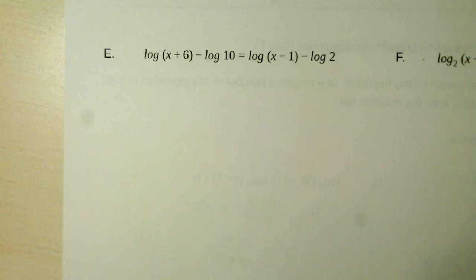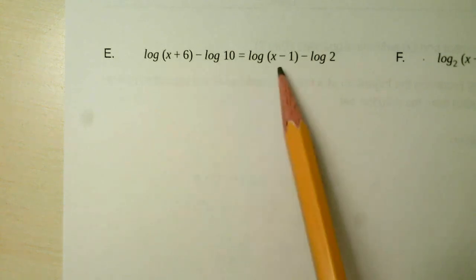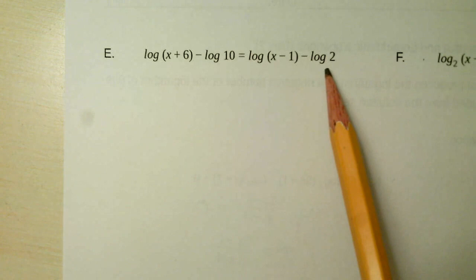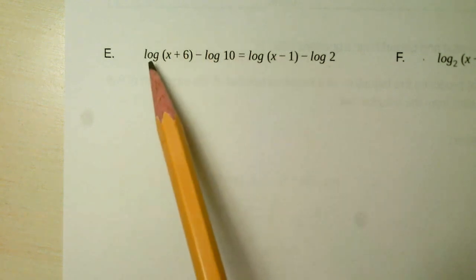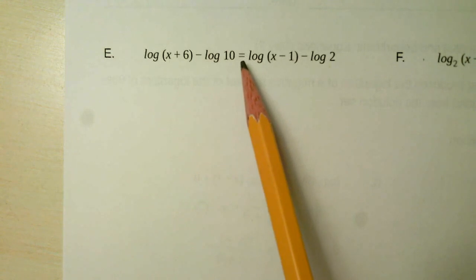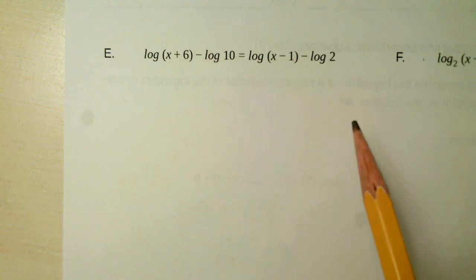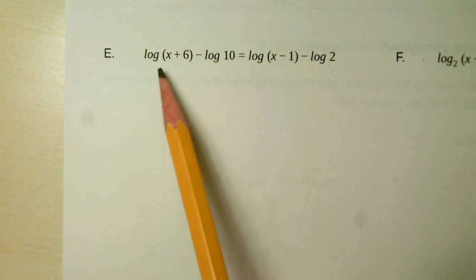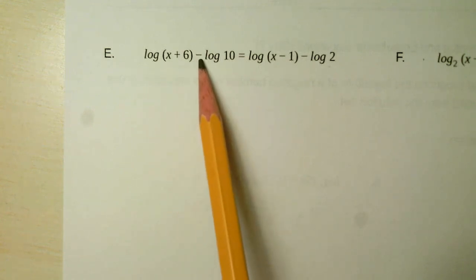Okay, so here we are at part E. So this time all of the logarithmic expressions have the same base. They're the common log, so they're base 10. But this time we have to simplify on the left side, and then we have to simplify again on the right side. So here we have a subtraction, so that means we're going to use the quotient property.